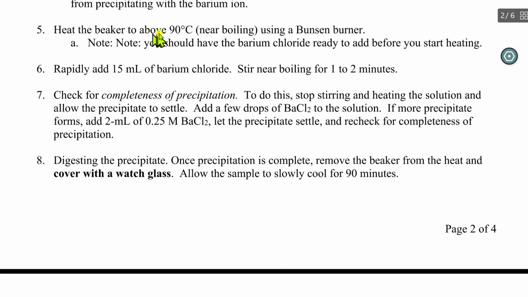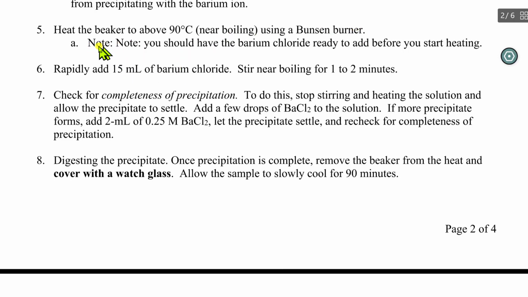And then you'll heat the beaker to above 90 degrees, near boiling. If you've ever boiled water in a pot, you know what it looks like when it boils. It's bubbling, right? But right before it boils, it's very steamy. That's what you need to do. And you'll have a thermometer to check the temperature with. Do not use the thermometer as a stirring rod, because if you break it, you have to redo the sample, since all the liquid inside the thermometer will go into your sample.